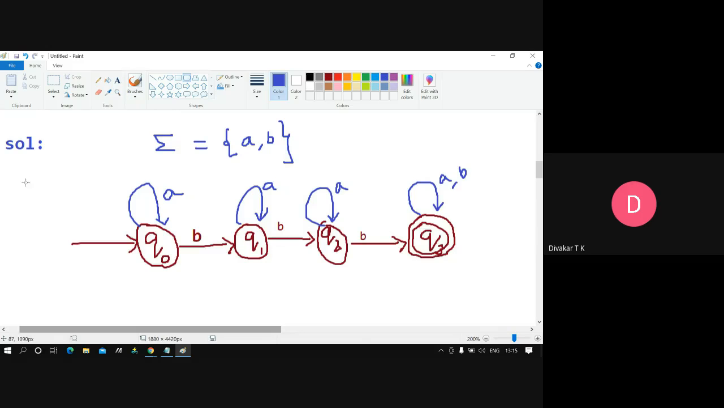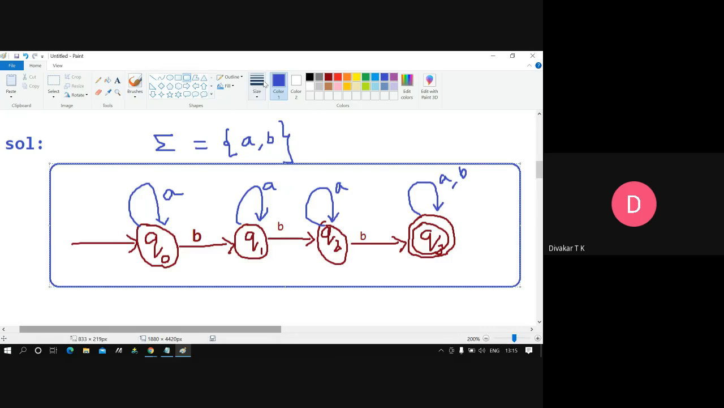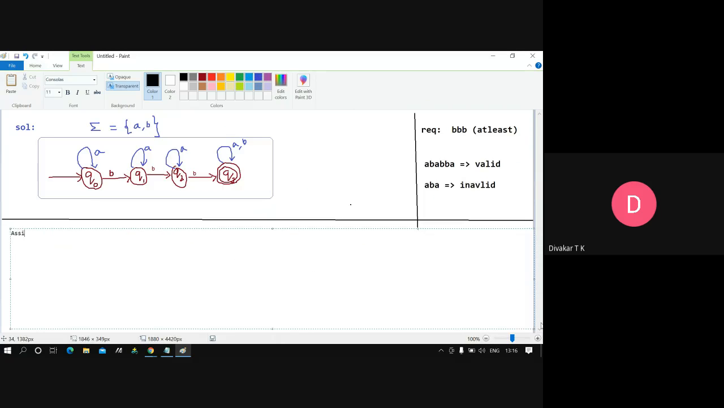So I'm done with this particular problem also. Any clarification you can ask? Questions?